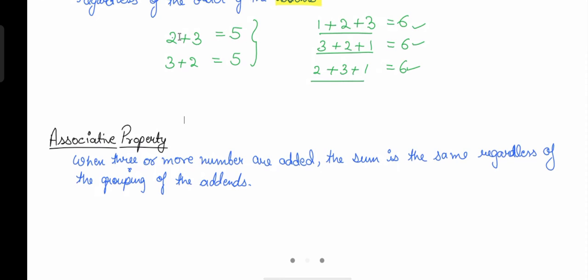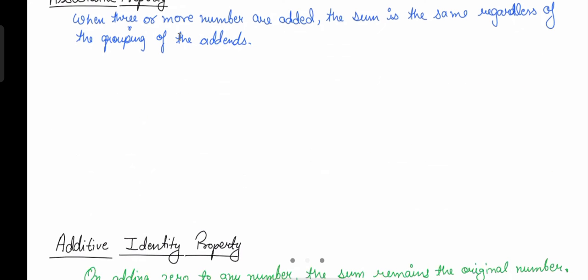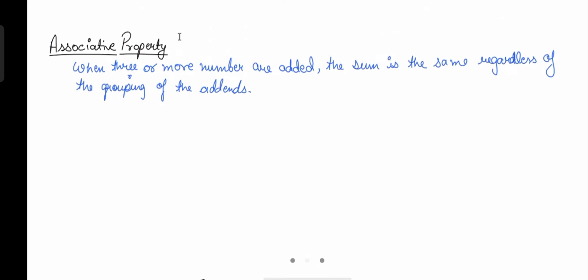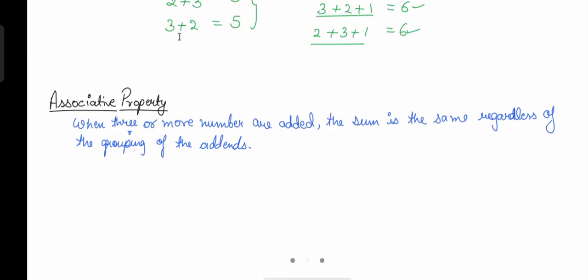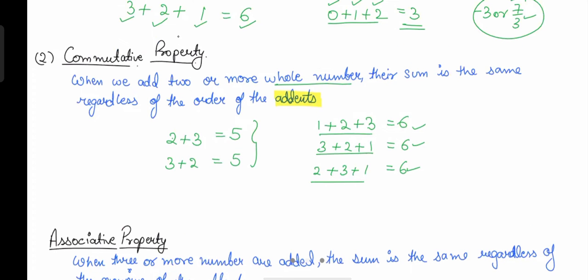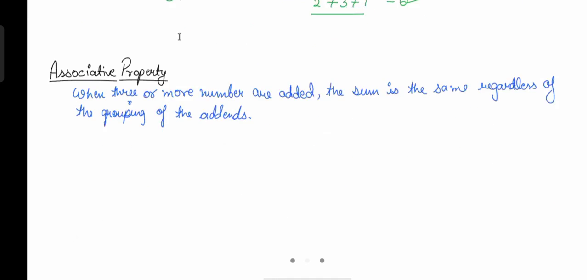Now the associative property. The associative property works when you are talking about three or more numbers added. In the previous case, we were talking about two or more whole numbers, so we used the case of two and the case of three. But in this case, there are three or more numbers, so there is no scenario of two numbers.